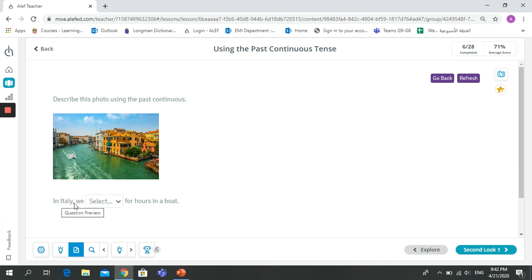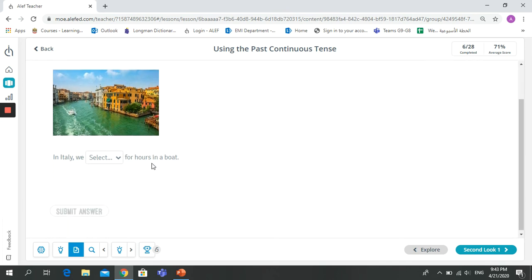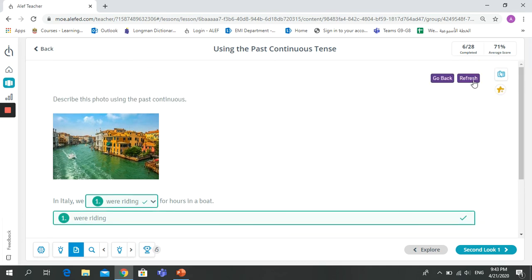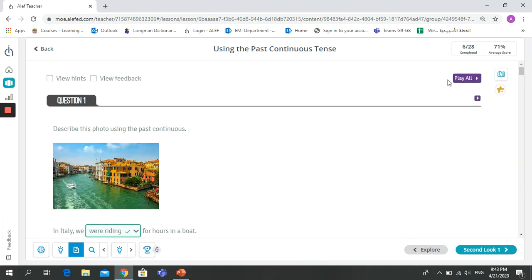In Italy, we 4 hours in a boat. So how can we make the past continuous? We is plural. What does we take? We were, we are, we is, or we was. What do you think? Very good. We were riding 4 hours in a boat. Let's check. Wonderful. So our answer is correct.